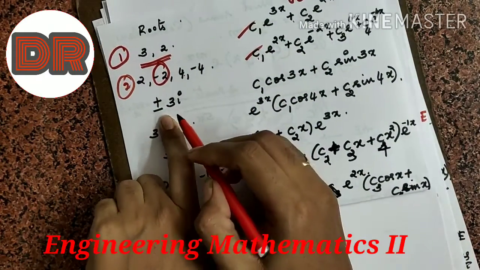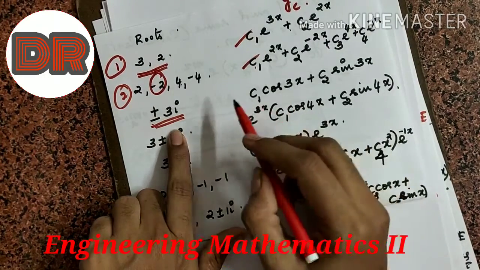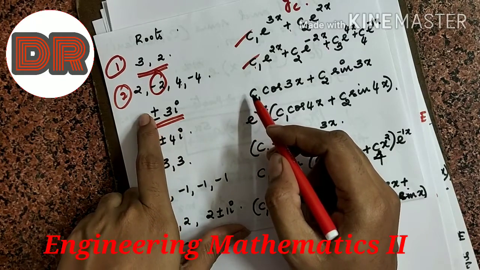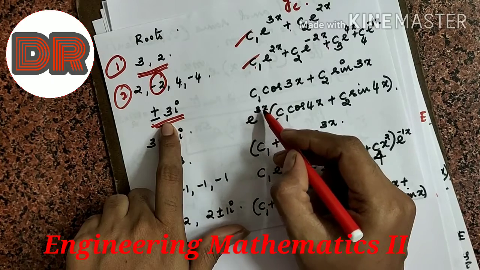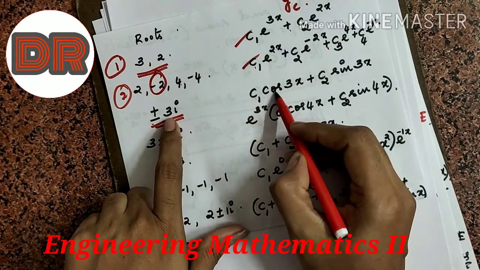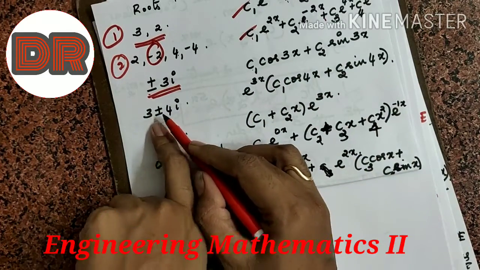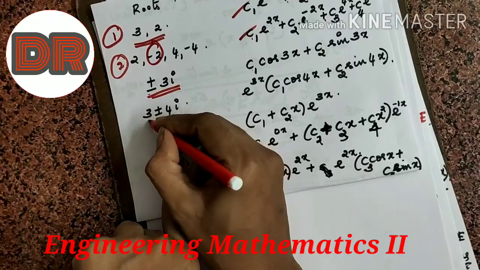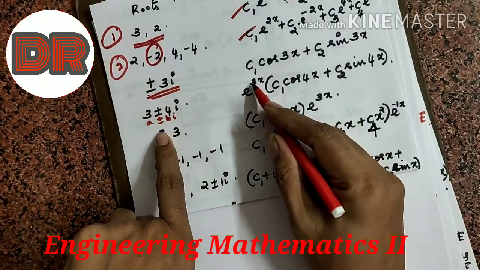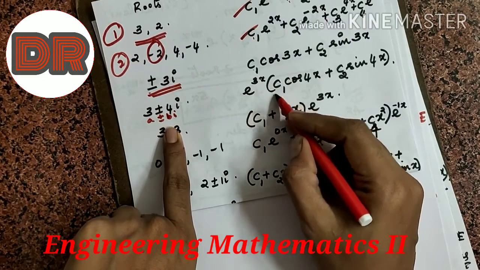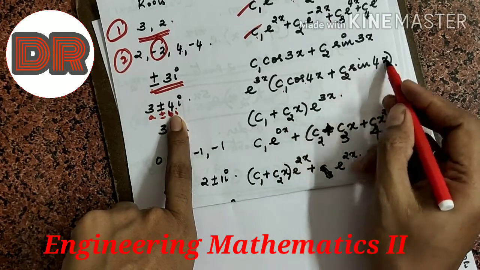Now if suppose the solution is having a pair of complex numbers, since there is no real part here, we can skip that e to the power ax term. So we can write c1 cos 3x plus c2 sin 3x. Now this is a pair of complex numbers where there is a real and imaginary part. In this format, I can write e to the power ax, that is 3x, into c1 cos 4x, that is bx, plus c2 sin 4x.